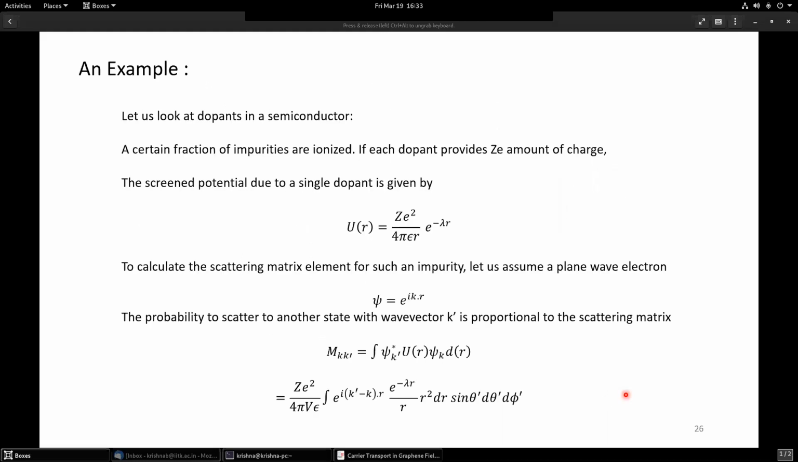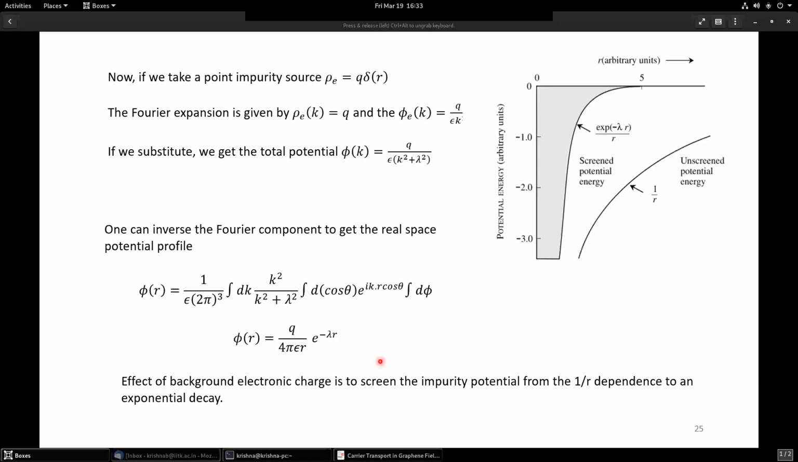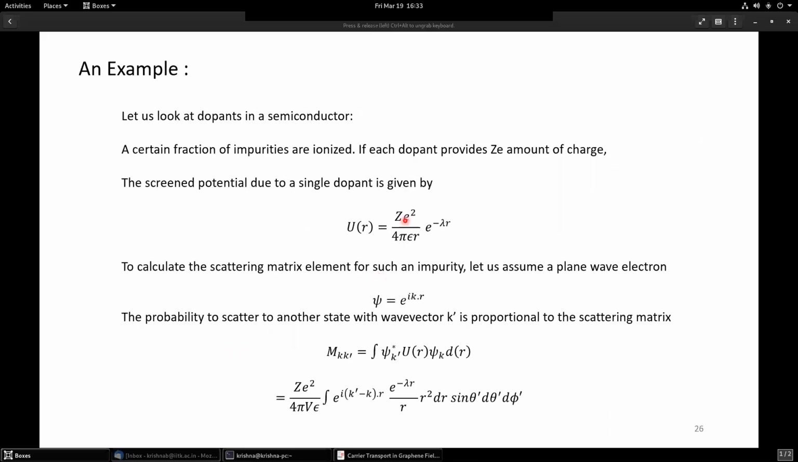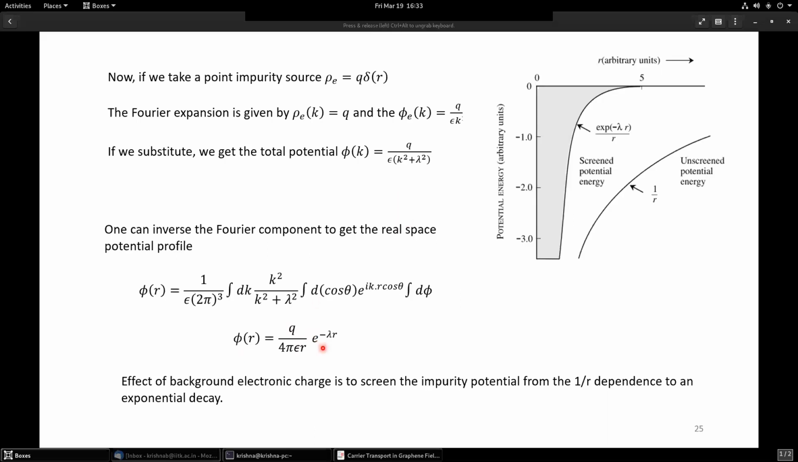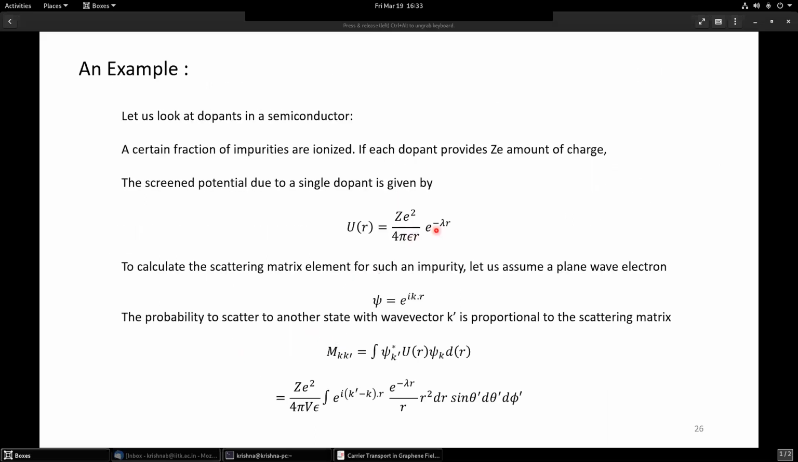So now let us take an example and then calculate what would be the scattering rate. Let's look at just dopants in a semiconductor, and let's say that some fraction of impurities are ionized. If each dopant provides Ze, depending upon the valence, amount of charge, the screened potential due to a single dopant is, with Q the charge as described here, Ze square by 4 pi epsilon r into e power minus lambda r, right? E power minus lambda into r.